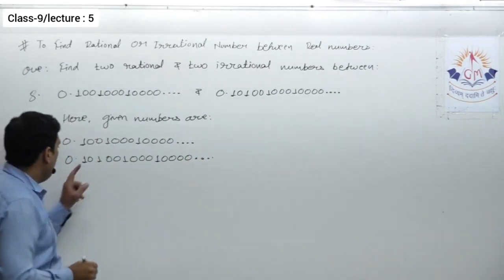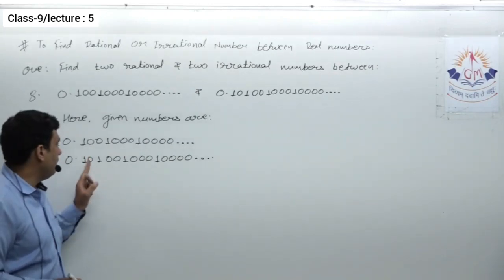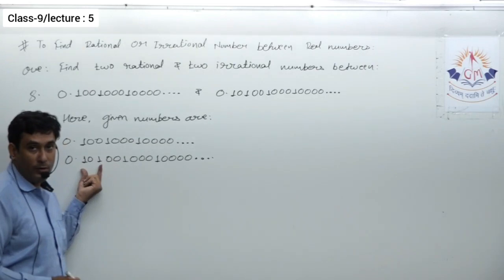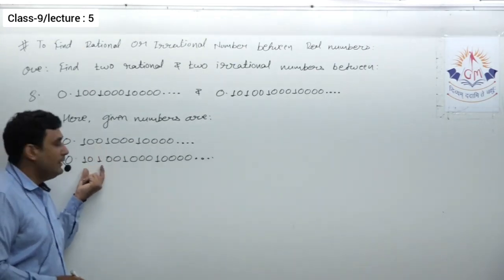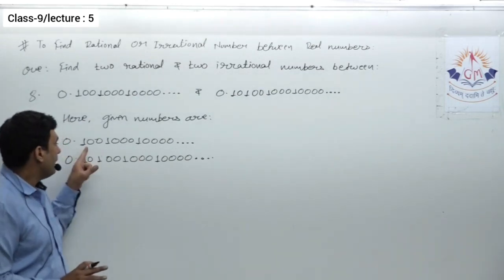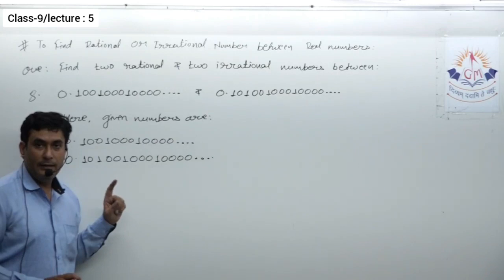Okay, so now if you compare, here I have 1, here it is again 1, then here it is 0, here again it is 0, here it is 0, here it is 1. So there is a small difference. Here I can say this is 100 and this is 101 if I read it without decimal, first 3 digits. Now between 100 and 101 it is not possible to write any integers.